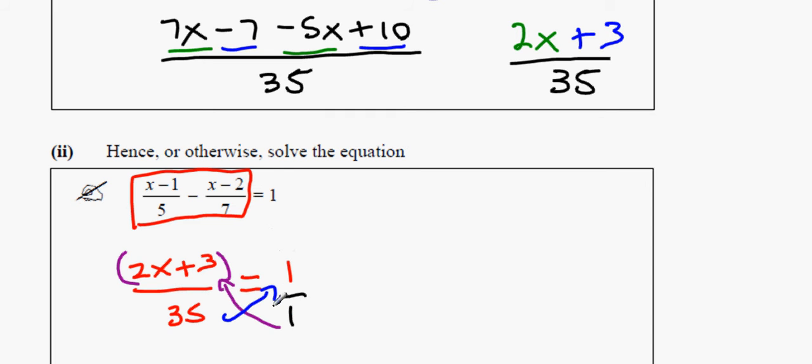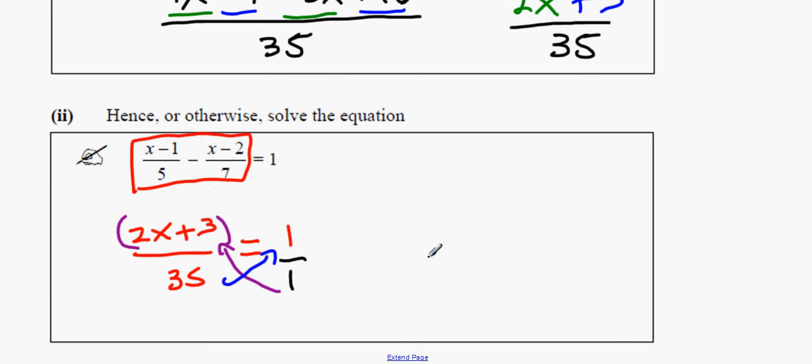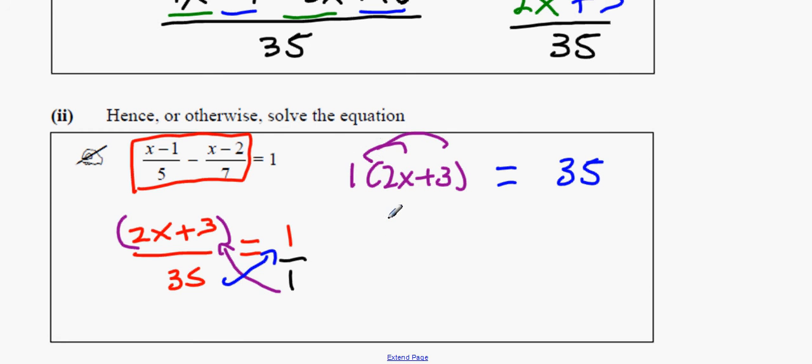So this is divided by 35 on one side. When it moves over to the other side, it's going to be multiplied by 35. Okay, so the blue arrow is 35 multiplied by 1, which gives you 35. The purple arrow is 1 multiplied by 2x plus 3. What you're going to notice here is that 1 multiplied by 2x plus 3 is the same thing, it's going to be 2x plus 3. So we know that 2x plus 3 equals 35.